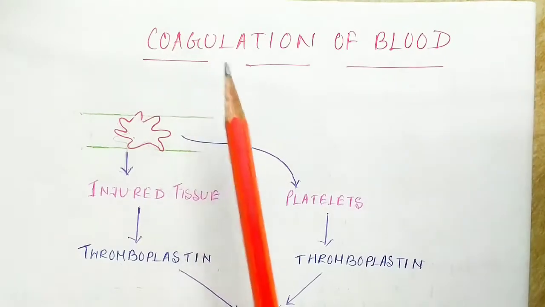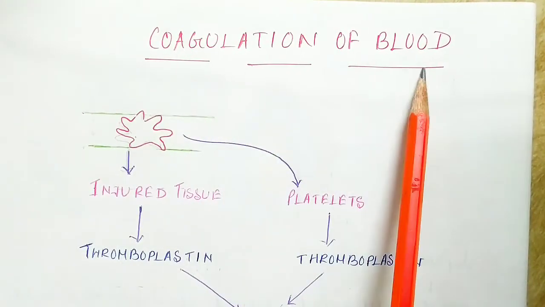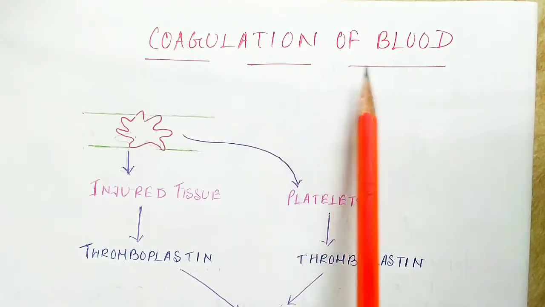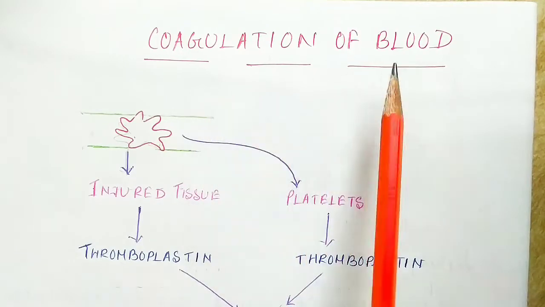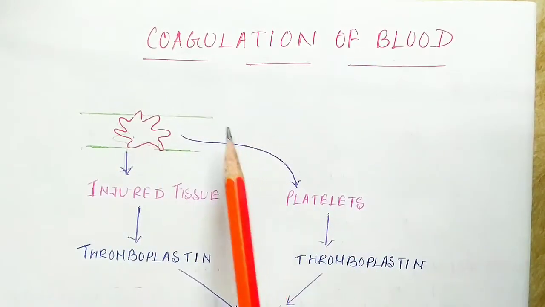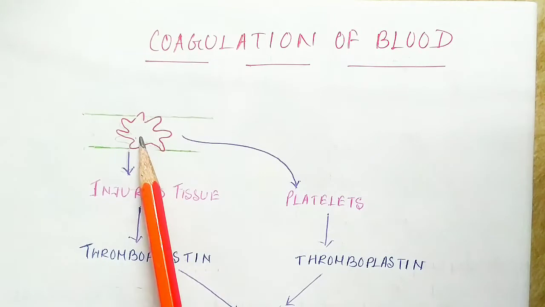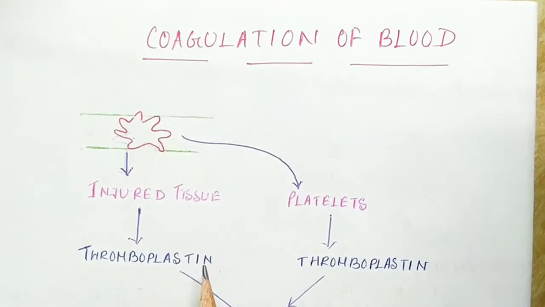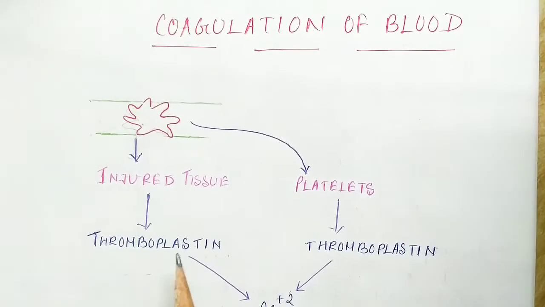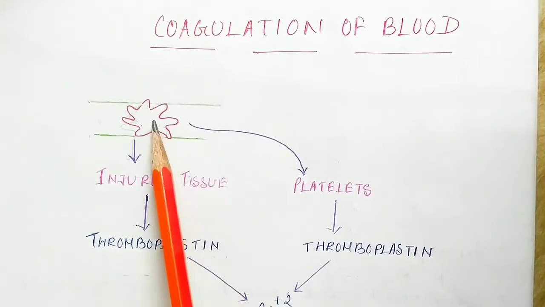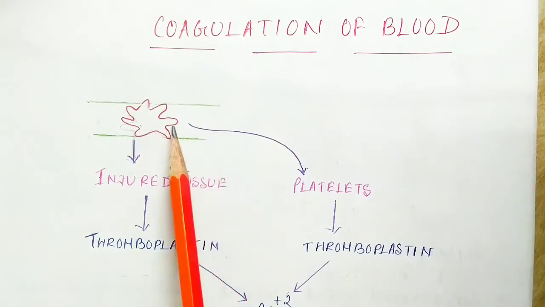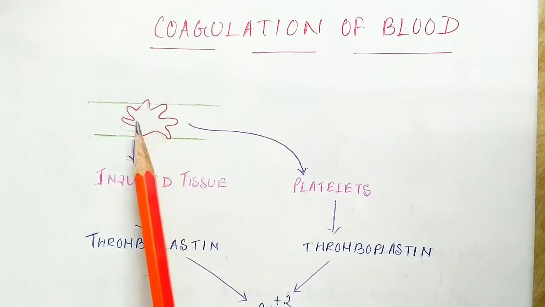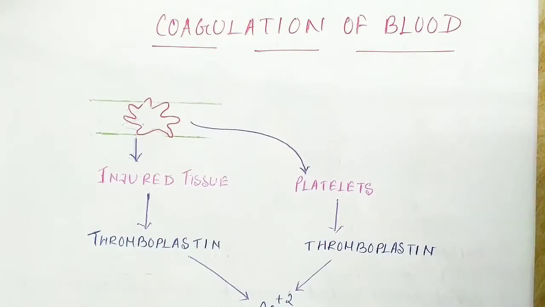Now come to another important topic, that is coagulation of blood or blood clotting. Blood clotting is the process which prevents the excessive loss of blood from the body. To understand this mechanism, we have to go through this flow chart. This is an injured portion and these are the injured tissue. This injured tissue will release thromboplastin, a mixture of phospholipid and tissue factor, and it also activates the platelets present in the blood. As a result, the platelets accumulate in this injured portion, and the platelets also release thromboplastin.